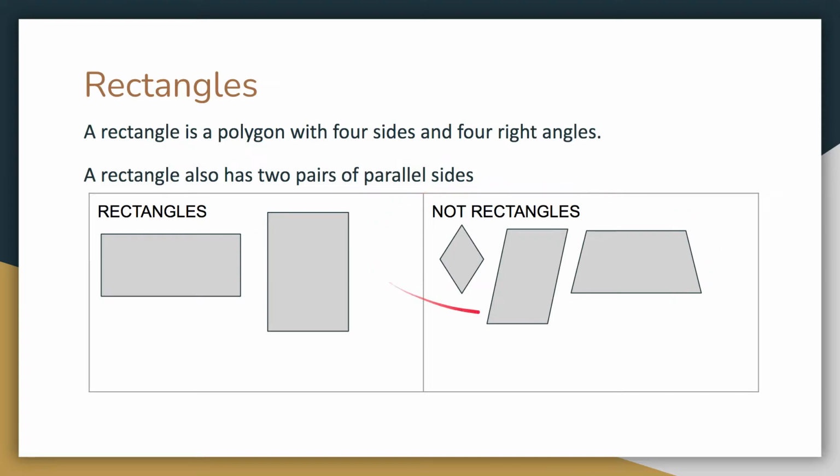Over here, we have non-rectangles. You see, this has four sides, but it does not have four right angles. And it also doesn't have two pairs of parallel sides. They're all congruent. Over here, this has four sides, but the same as the other, there are no four right angles. There are no right angles. For this last shape, it has four sides, but like all the others, it does not have four right angles, so it is not considered a rectangle.